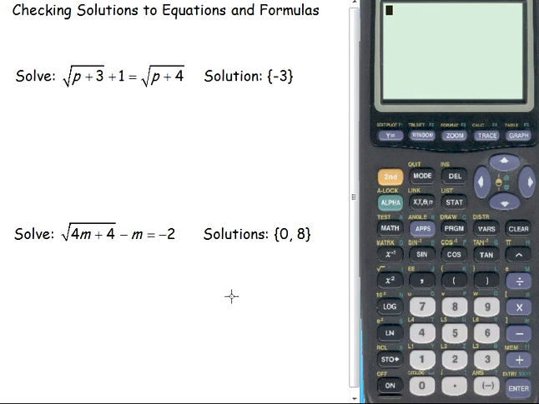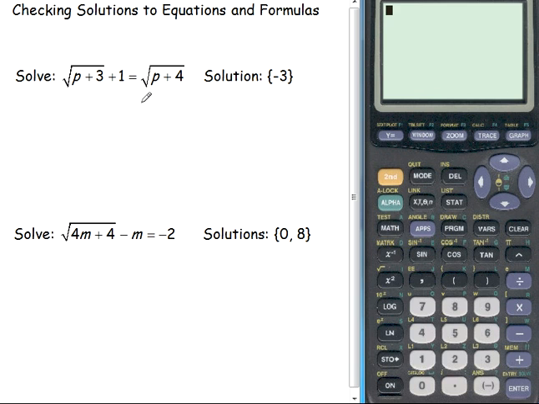In this video, we're going to see how to check equations that involve radicals. This should be familiar to you a little bit, and we'll just do a little bit that's different, and it should be quite easy. I've got two equations here to check. Let's do the first one first.